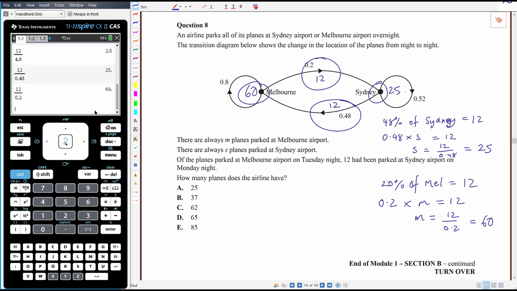So then the question is, how many planes does the airline have? So they park all of their planes in either Sydney or Melbourne, so therefore the total number of planes is going to be 60 plus 25, and so therefore they have 85 planes in total. So option E for question 8.